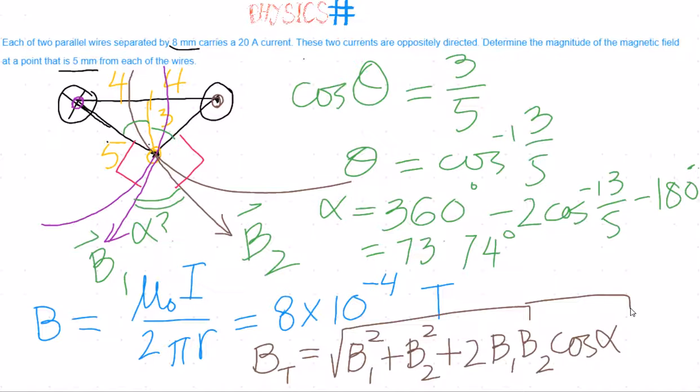And if I do that, I end up getting, the number was, I think, 1.28 times 10 to the negative 3 Tesla. So 1.28 milli Tesla. So that's the final answer for the magnetic field for the two current carrying conductors in this particular setup.